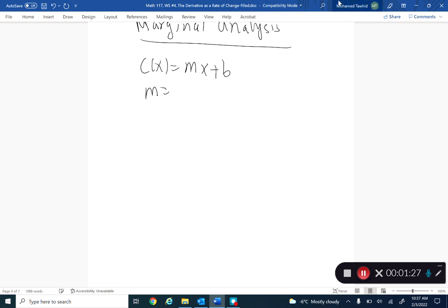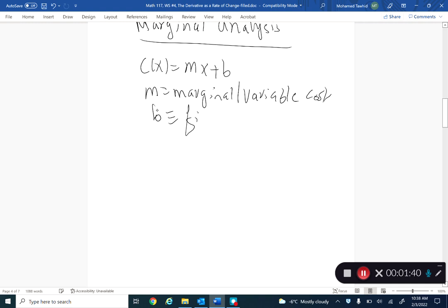All right. So what is marginal? The cost function here is given here, guys. So m here we call it marginal, or sometimes we call it variable cost. Variable cost, right? And here your b we call it fixed cost. But here your cost function is a linear function.